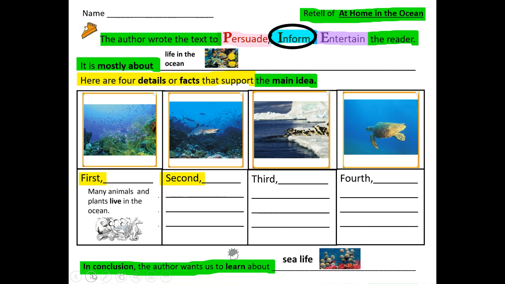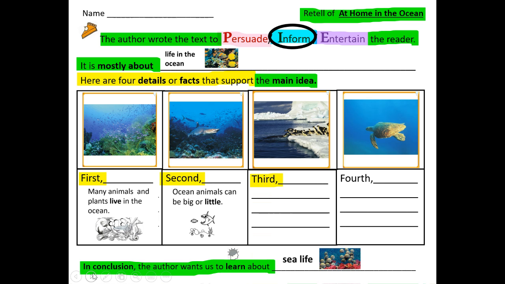So second, what can you tell me about the shark in this picture? Is it big or small? Second, ocean animals can be big or little, just like the shark is big, and there are little animals in the ocean as well. Second, ocean animals can be big or little.